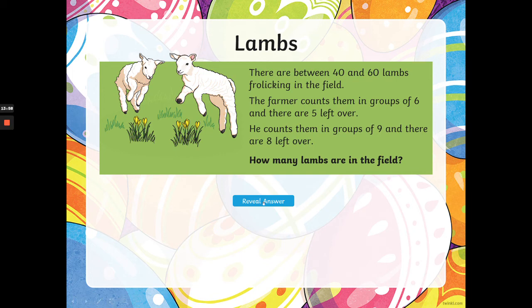Okay, so let's reveal the answer. He had 53 lambs. Okay, because if he has 53 lambs, so it's between 40 and 60. And if he's counting them in groups of 6, well, that's 6, 12, 18, 24, 30, 36, 42, 48. And then he had 5 left over, so 48 add 5, well, that's 53. And if he does them in groups of 9, so 9, 18, 27, 36, 45. Well, I know 45 add 8 is 53. Okay, so he had 53 lambs in his field.